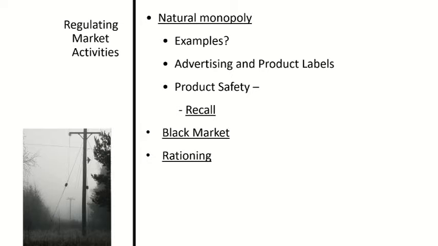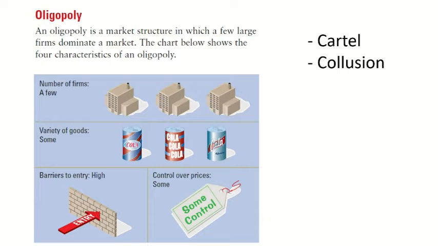And then you have rationing, and rationing is where markets are controlled either by the government or, usually the government. During World War II, we rationed meat and other products because they needed to be used for war. So that's going to be a video on private roads.